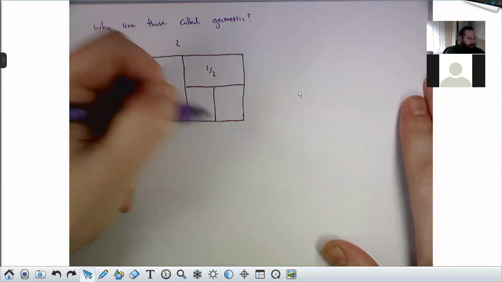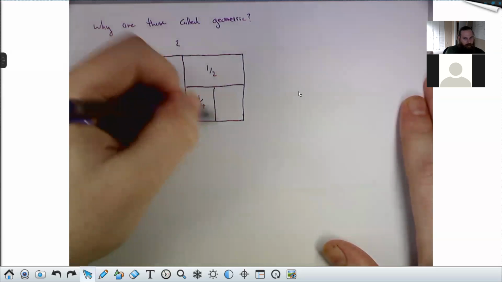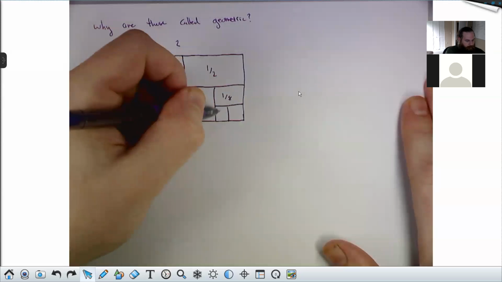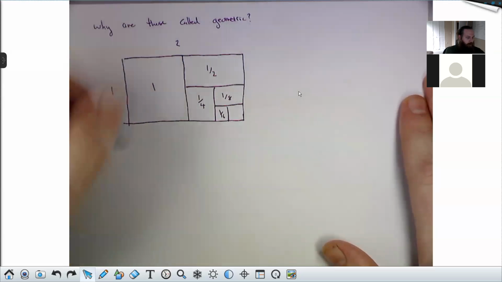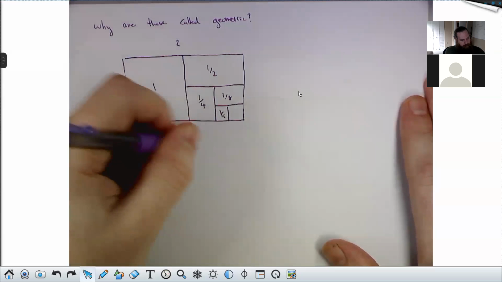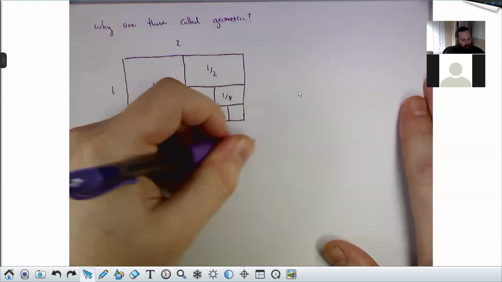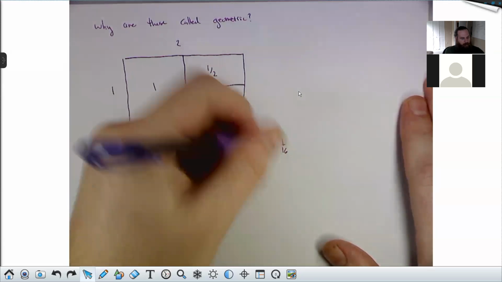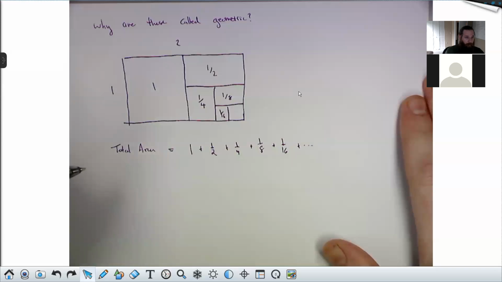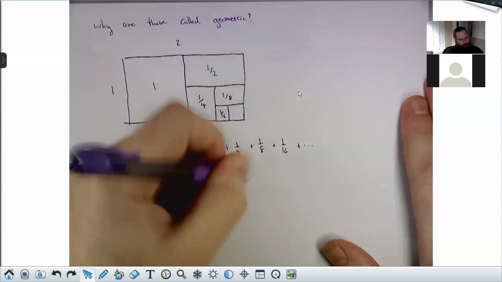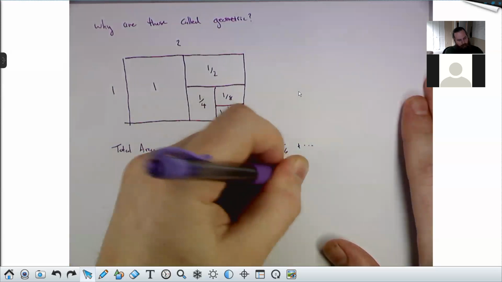If I cut that in half, then this has area 1/4, and this has area 1/4. If I cut that in half, then this has area 1/8. If I cut that in half, then this has area 1/16. So the total area is this area plus this area plus this area plus this area plus this area, and on and on and on like that forever. But of course, just using geometry, the total area has to be 2 times 1. So there's another way to get that result, that 1 plus 1/2 plus 1/4 plus 1/8 plus 1/16 and so on forever and ever has to be equal to 2.